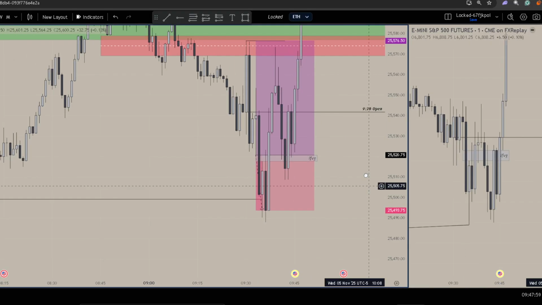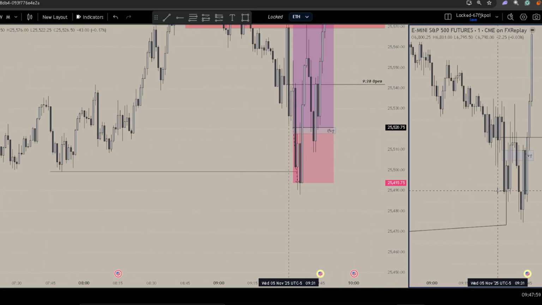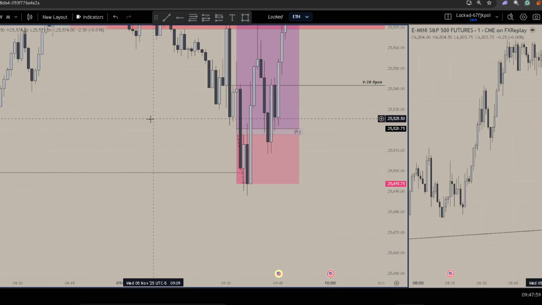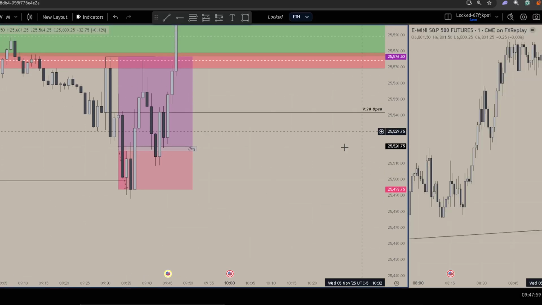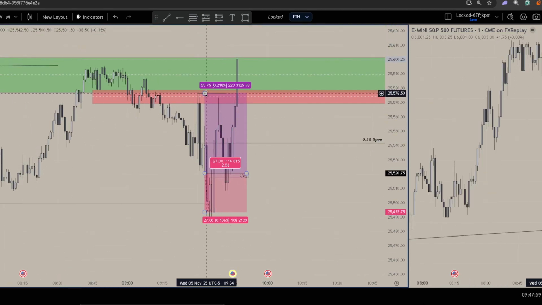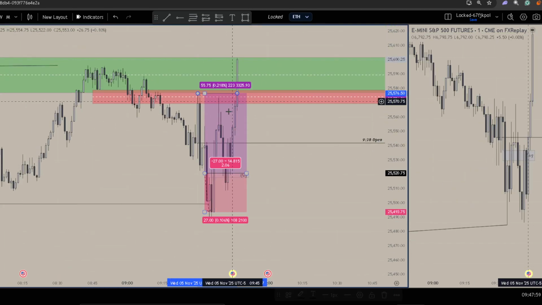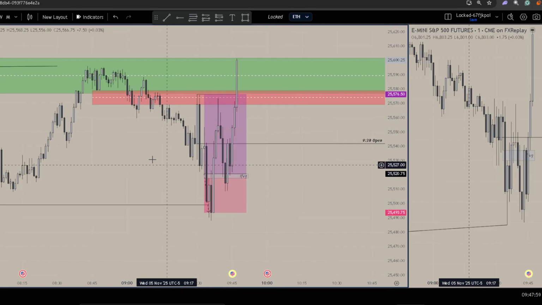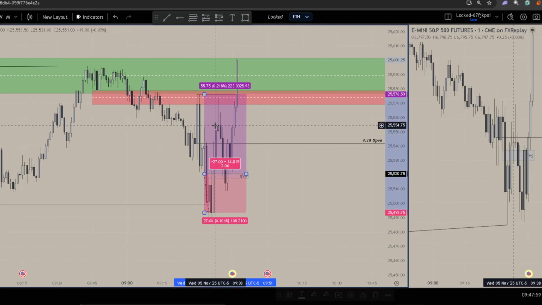And we had another SMT at the lows. So we had stacked SMTs. Boom. And just like that, you know what I'm saying? Get my piece of the pie, 1 to 2. I'm good. That's all I need.